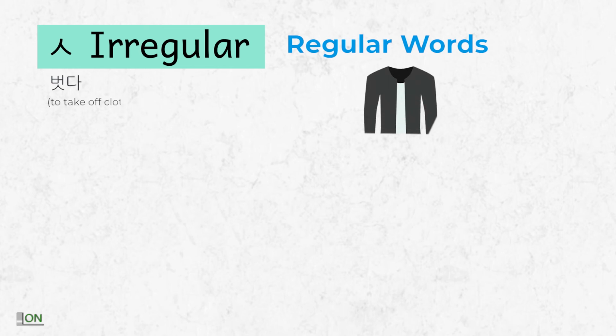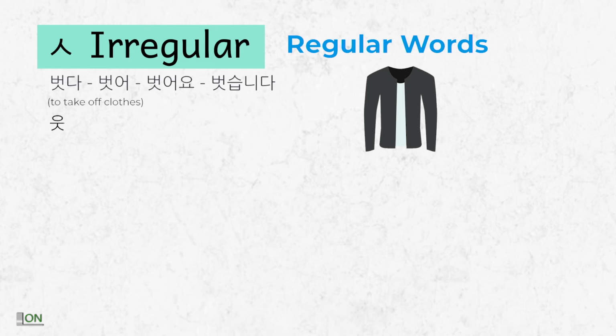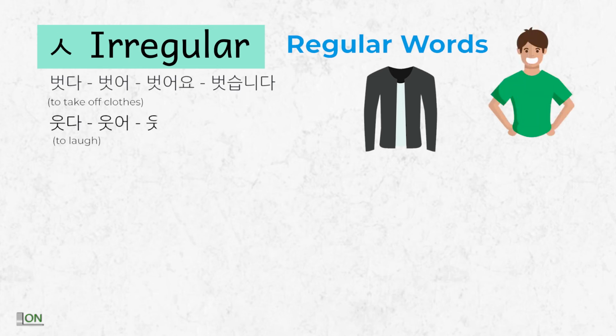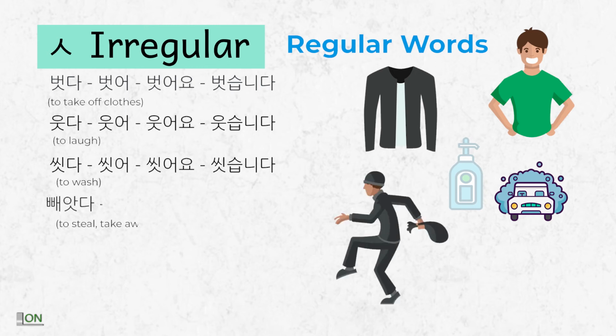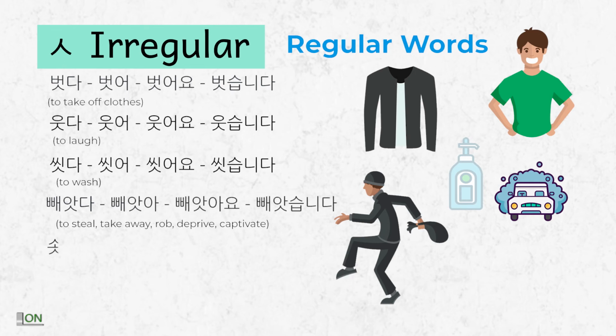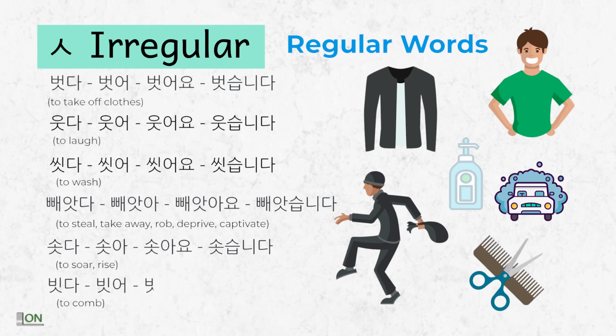벗다, to take off clothes. 벗어, 벗어요, 벗습니다. 웃다, to laugh. 웃어, 웃어요, 웃습니다. 씻다, to wash. 씻어, 씻어요, 씻습니다. 빼앗다, to steal, take away, rob, deprive, captivate. 빼앗아, 빼앗아요, 빼앗습니다. 쏟다, to pour. 쏟아, 쏟아요, 쏟습니다. 빚다, to mold. 빚어, 빚어요, 빚습니다.